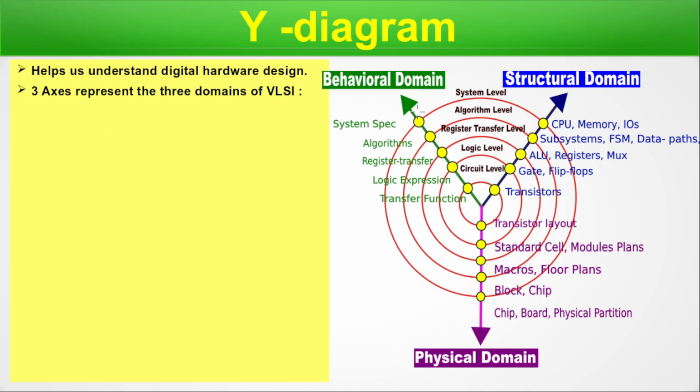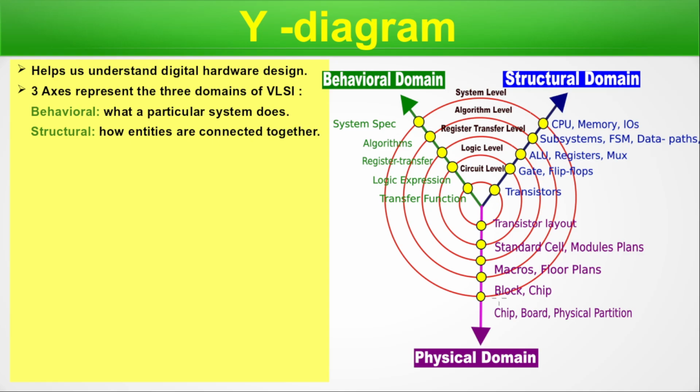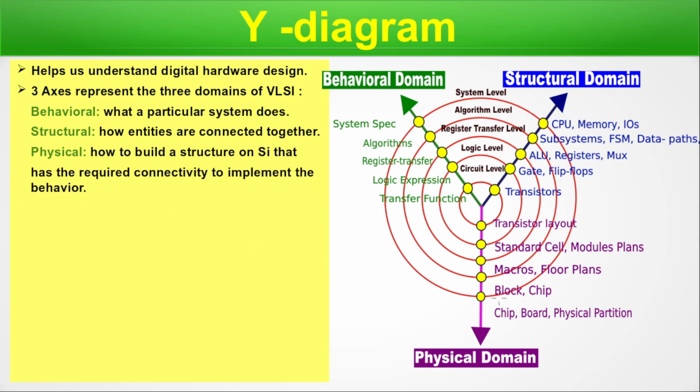These three axes represent three domains. The behavioral domain is what a particular system does. Then comes the structural part: how entities are connected together to get a system which will work according to what we have already fixed. There must be some submodules and how they are connected so that the whole system works according to our plan. That's what the structural domain is all about. And finally, the physical domain: how to build a structure on silicon that has the required connectivity to implement the behavior.